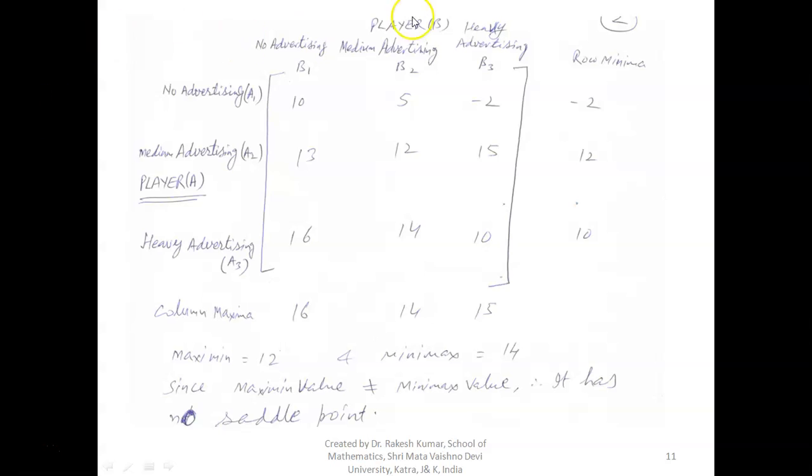Okay, now coming to the payoff matrix. Player A this side, player B this side. These are the strategies: no advertising, denoted by the symbol A1; similarly, medium advertising, A2; heavy advertising, A3. Similar strategies are with player B also, denoted by B1, B2, B3. And this is the payoff matrix and the payoff elements.